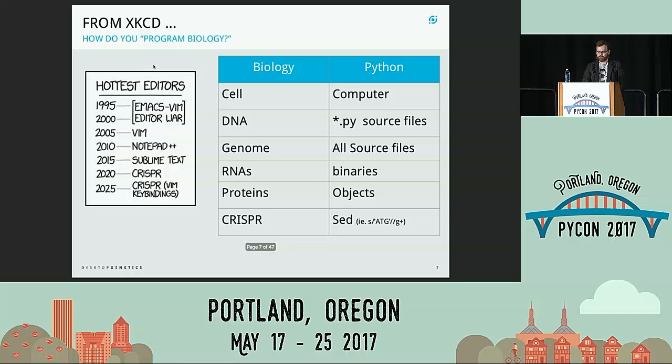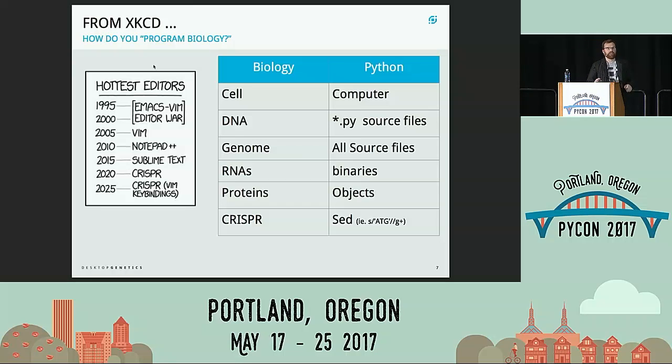So this CRISPR thing, it's a bit of a buzzword. I don't know if you all read XKCD. They did a comic on it pretty recently. So CRISPR and the Vim bindings are going to be a big thing. I think I've actually started working on some of those already. So if you're interested, let me know.